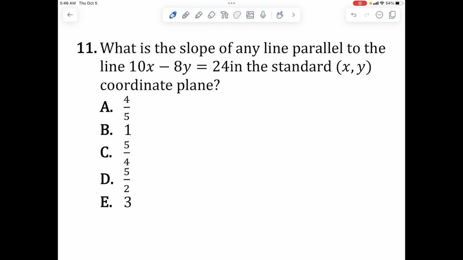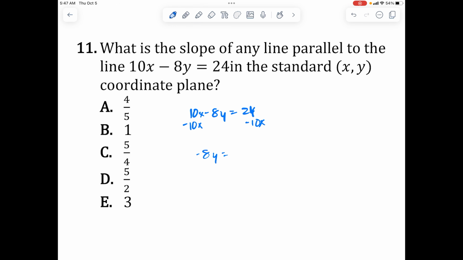What is the slope of any line parallel to the line here? So we need to find the slope. In order to do that, we need to plug this into y equals mx plus b form. So let's do that. Okay, so we need to isolate the y, right? So let's start by removing the added or subtracted term.